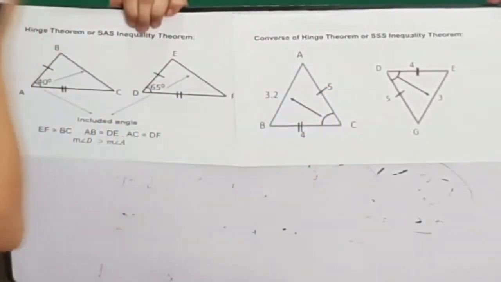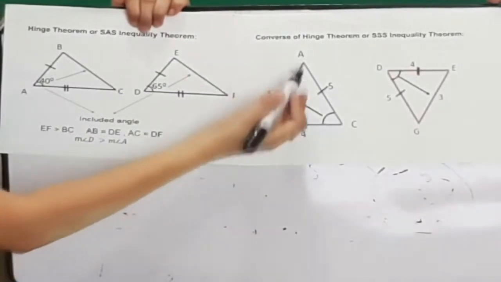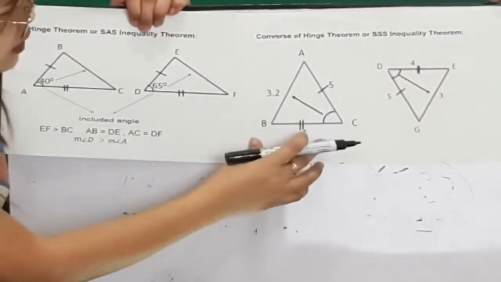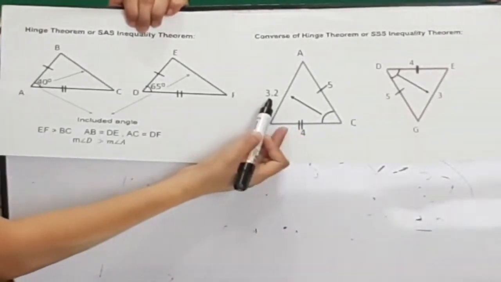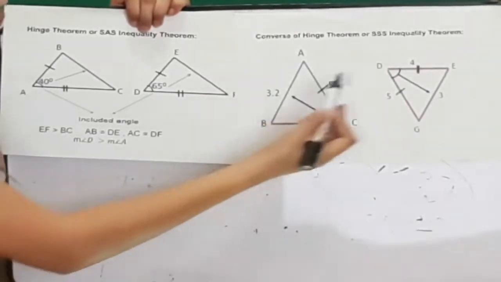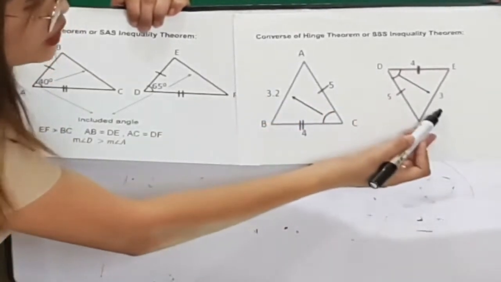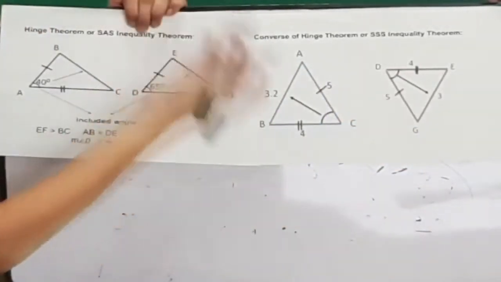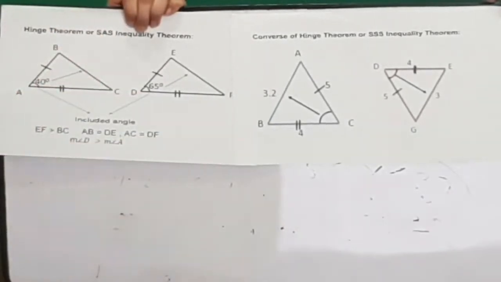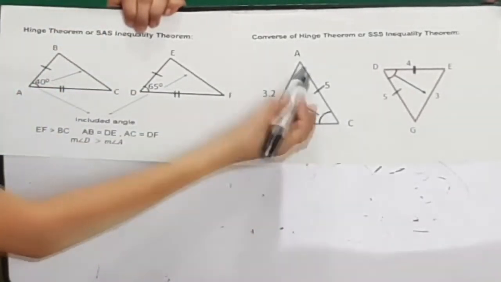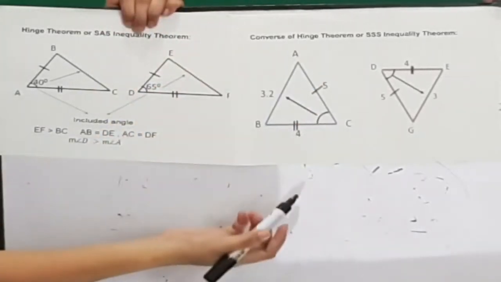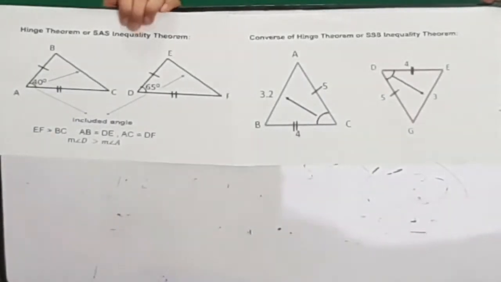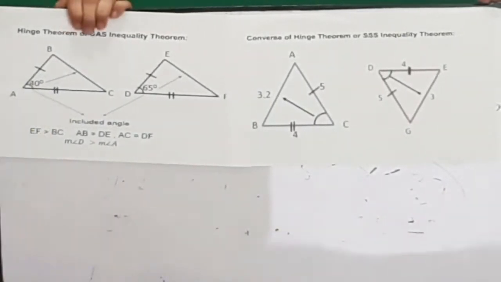So, the converse of the hinge theorem, given the opposite sides of the included angles. In this first triangle ABC, the opposite side of the included angle measures 3.2. In the other triangle DEF, the opposite side of the included angle measures 3. It's very obvious that 3.2 is longer. So it follows that the opposite angle of this side is greater than the opposite angle of the other triangle. Okay? So that is the hinge theorem and its converse.